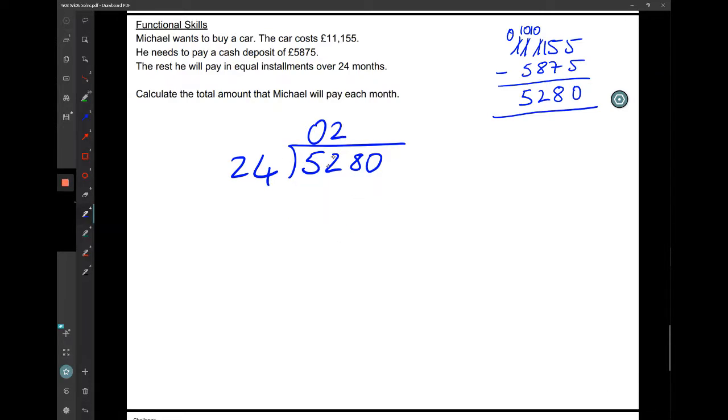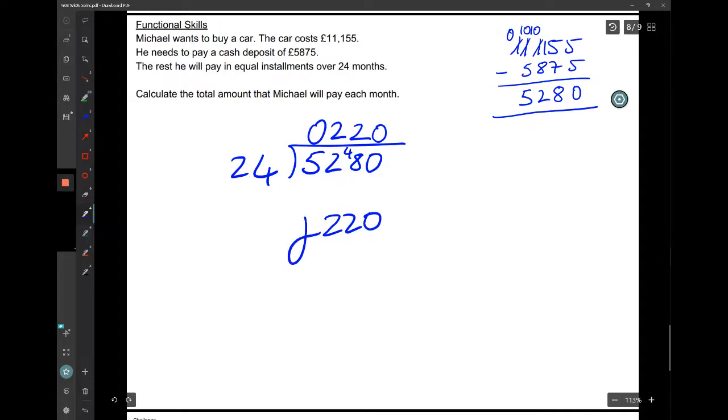So 24 times 2 is 48. 52 take away 48 is going to give you 4. So that's the remainder. Now, how many 24s in 48? Well, that's going to be 2 as well, with nothing carried over. And then you can see that is your answer here. So we're going to add a 0. That's a remainder.